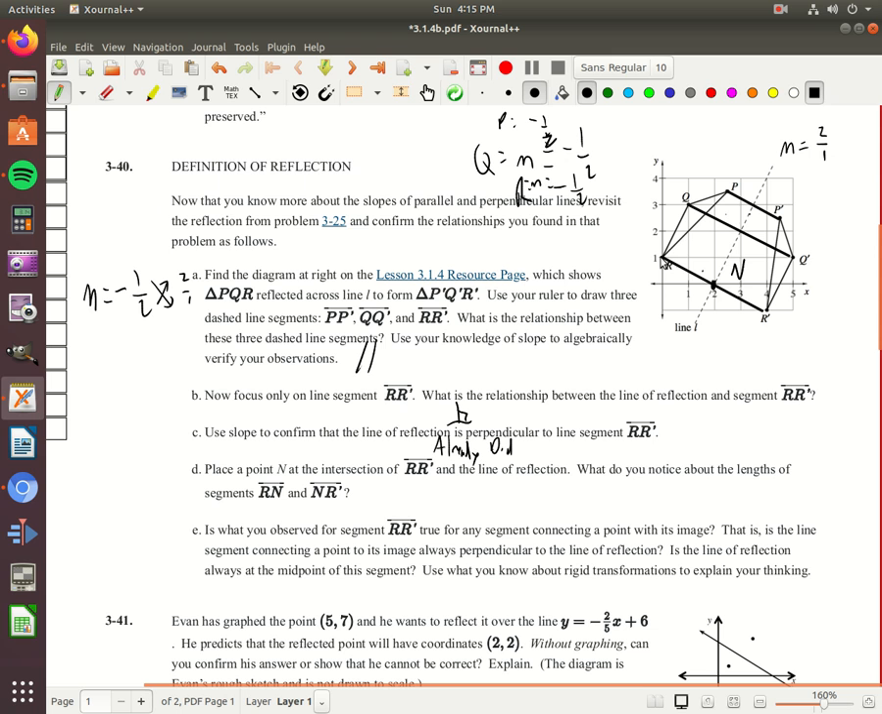What do you think is true about RN and NR prime? Well, I think they're the same distance. So 1 squared plus 2 squared equals x squared. 1 squared plus 2 squared equals x squared. So yeah, these are the same length. I can tell by my slope triangles that they have to be the same length because of the Pythagorean theorem. I can calculate it, but it's irrelevant. It's the square root of 5, but it doesn't really matter. The fact is that they're the same.